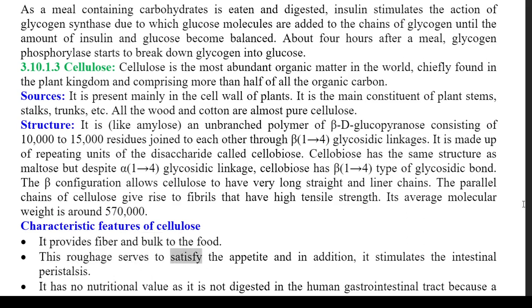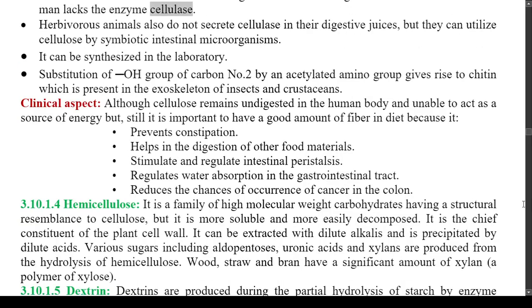This roughage serves to satisfy the appetite, and in addition, it stimulates the intestinal peristalsis. It has no nutritional value as it is not digested in the human gastrointestinal tract because man lacks the enzyme cellulase. Herbivorous animals also do not secrete cellulase in their digestive juices, but they can utilize cellulose by symbiotic intestinal microorganisms. It can be synthesized in the laboratory.